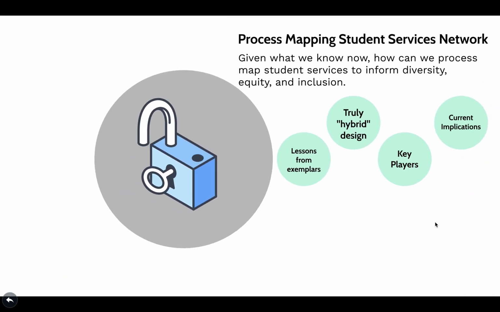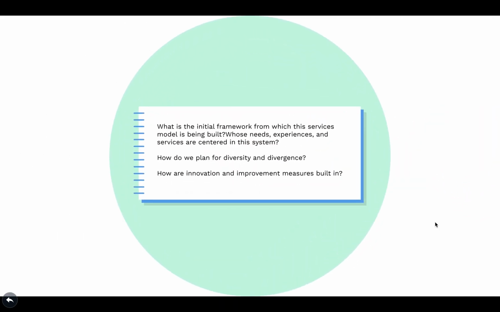Let's also look into some design questions. Based on the models and frameworks discussed in this presentation, there are a handful of questions here to guide our systems thinking around process mapping. It's important to ask what framework is being used as the foundation for this system. Is it an existing residential system with online add-ons, or is it a truly hybrid framework? The framework being used will also influence whose needs are being prioritized and centered in this system.